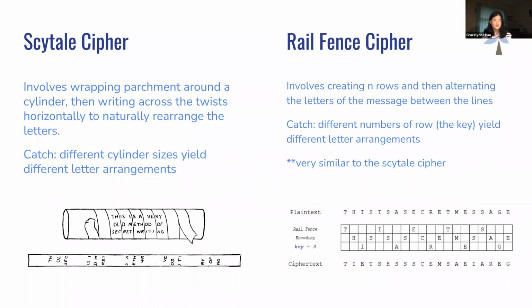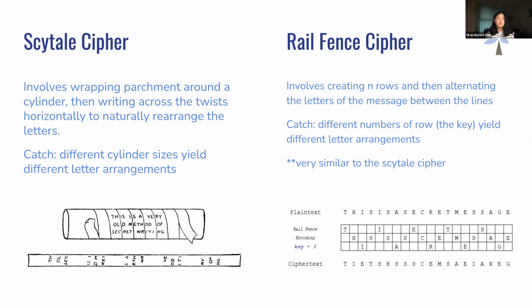Okay, so for starters, the Skytail cipher involved wrapping a length of parchment around a cylinder, then writing across the twist of the cylinder, as you can see in the diagram below. And the main catch here, or the key, was that different cylinder sizes would yield different letter arrangements. So once you unwrapped the parchment, the letters would kind of be scrambled, and then you would rewrite it on a parchment. So then you would be able to send it to whoever would get the encrypted message.